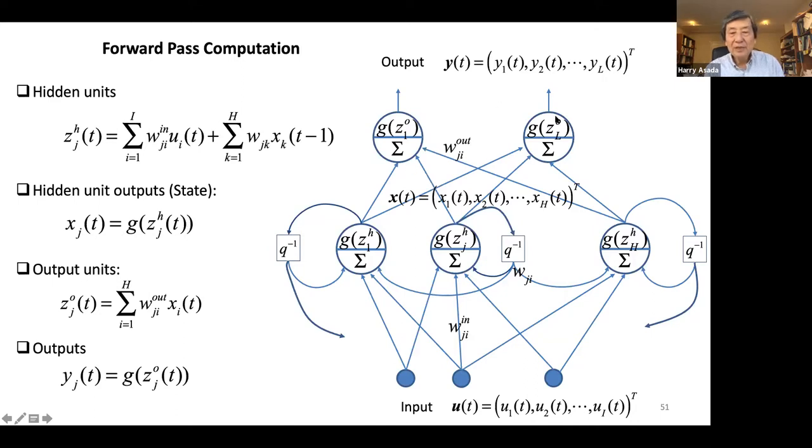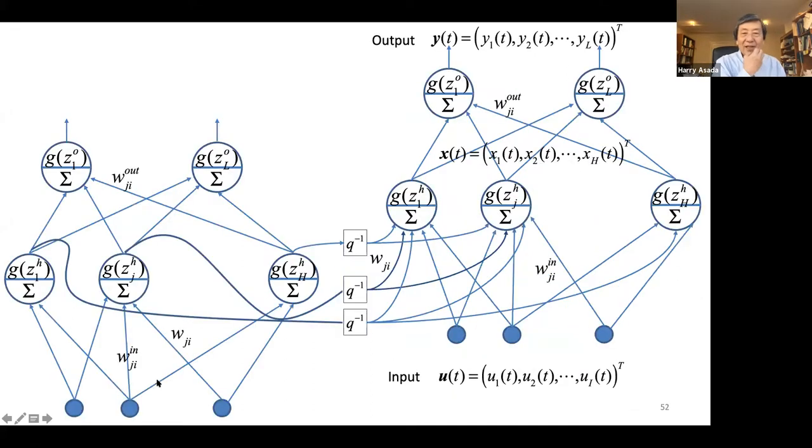Now the output units collect the inputs from the hidden layer output. So that's X, and the weight used is W_ji^out, and then take the nonlinear map, that's it. Now the challenge is training. So let's discuss that.